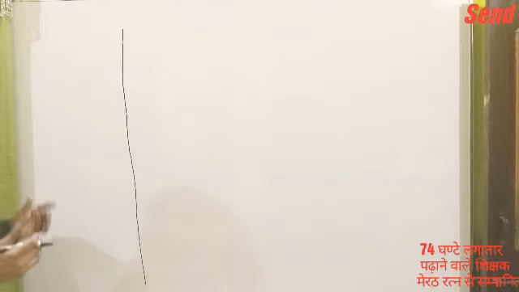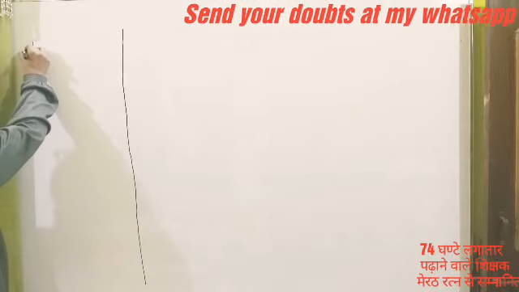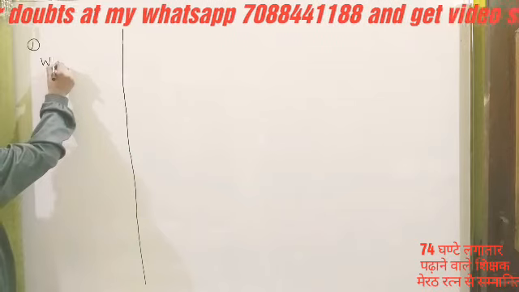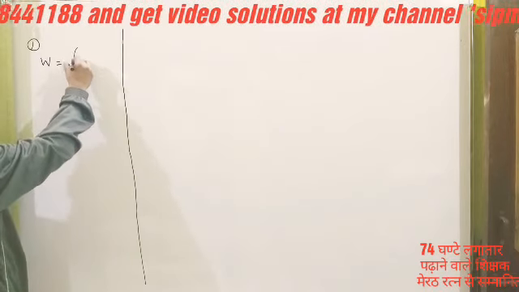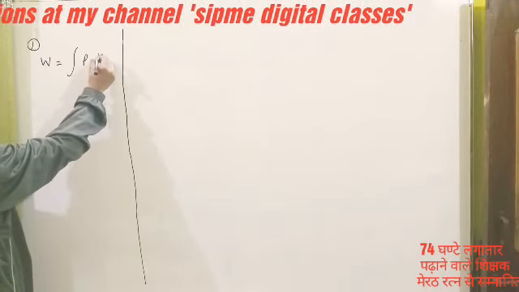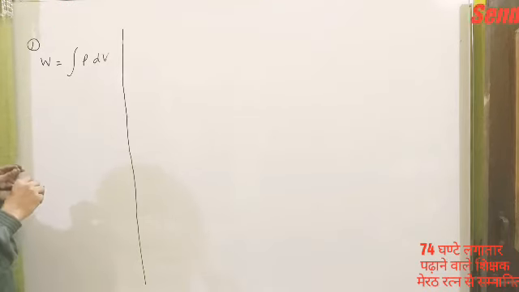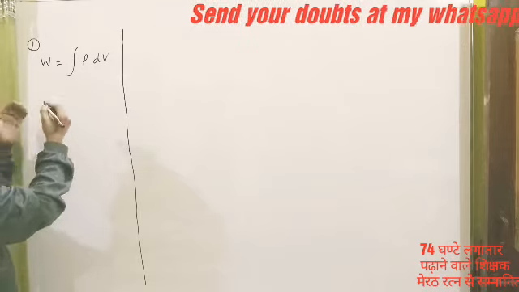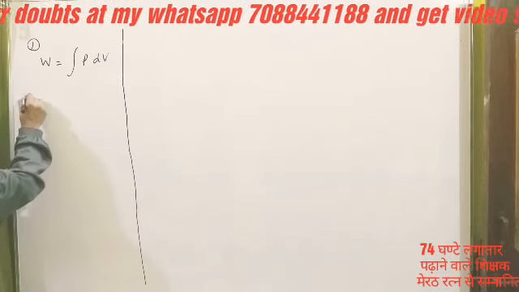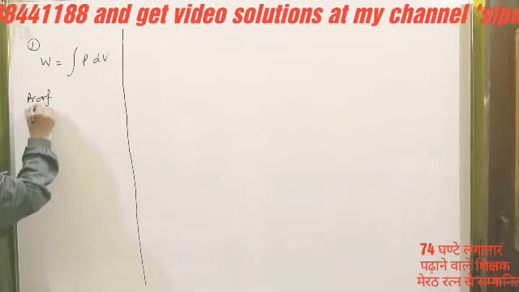But before we start that, first of all, you have to know the work done in any process whenever the volume is going to be changed. So work done is equal to integral P dV. This is the formula. But the main question which comes to your mind is, how do we get this result? So for this result, we are going to prove it.